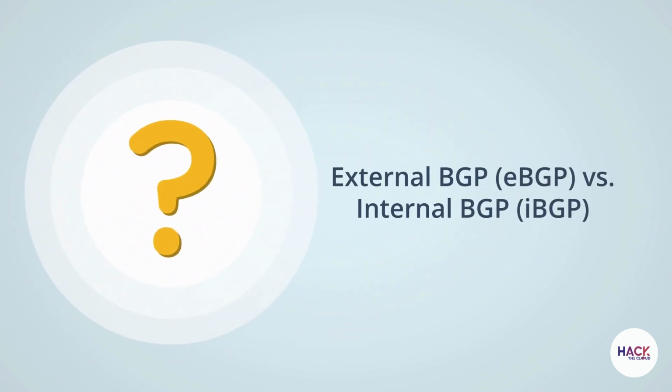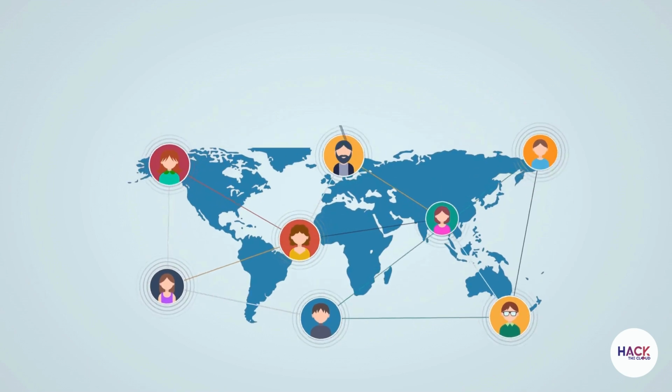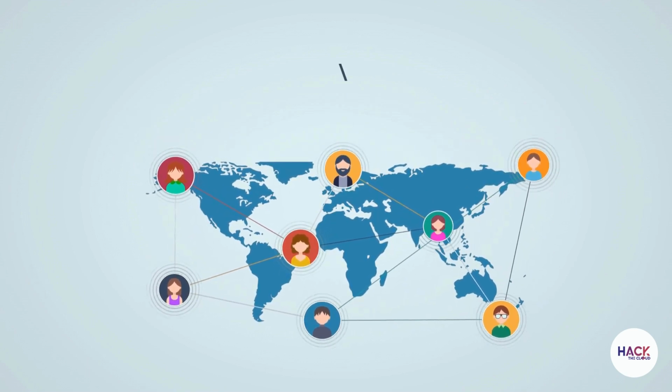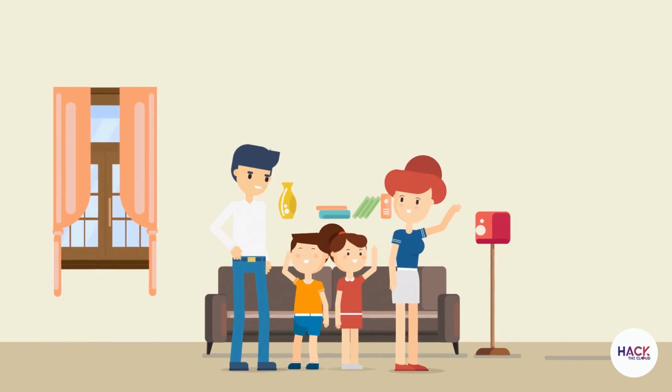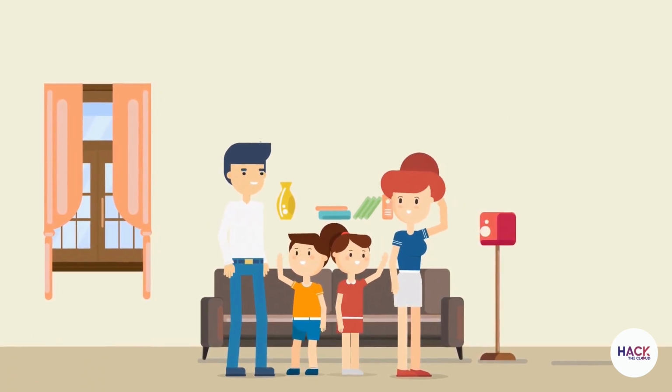External BGP. Now let's talk about BGP connections. We have external BGP, which is formed between different ASs, and internal BGP, which is all about connections within the same AS. It's like having a family reunion with your cousins on one side and your close friends on the other.